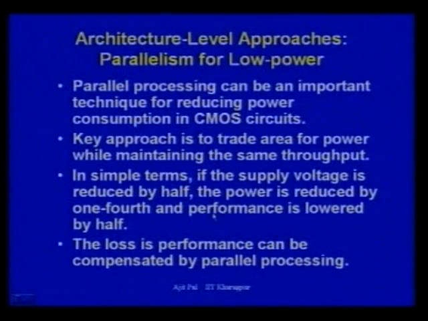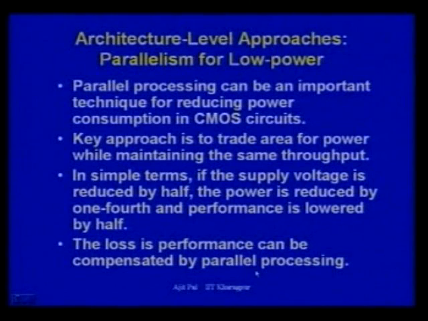So why is it happening? It is happening because as you increase the parallelism, if you want to keep the throughput the same, you can reduce the supply voltage because delay can be more. So since we are doing twice the work in parallel, you can do that. And if you reduce the supply voltage by half, power dissipation will become 1/4, but you have already duplicated, so you will get a power reduction by 1/4.